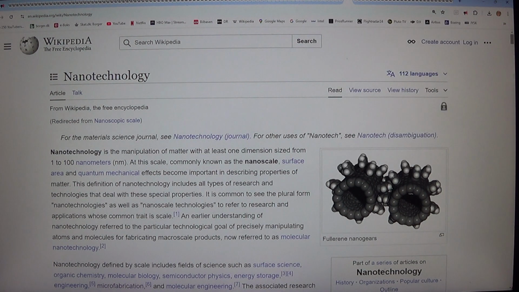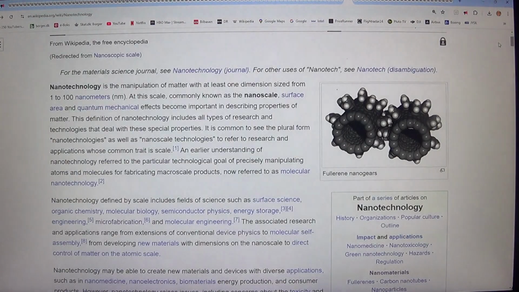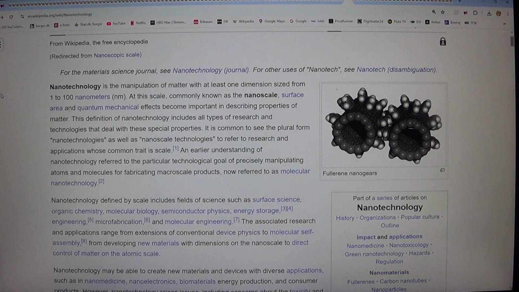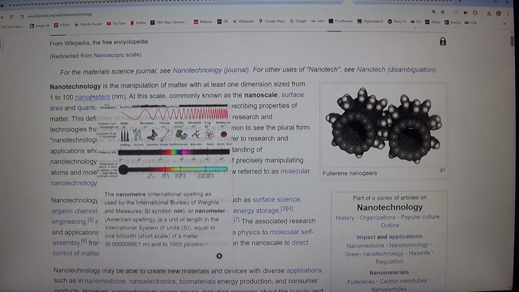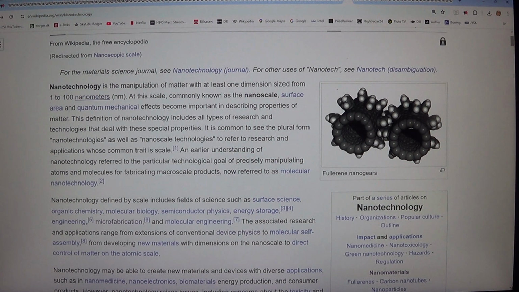Nanotechnology. For the Materials Science Journal, see Nanotechnology Journal. For other uses of nanotech, see nanotech disambiguation. Nanotechnology is the manipulation of matter with at least one dimension sized from 1 to 100 nanometers, nm. At this scale, commonly known as the nanoscale, surface area and quantum mechanical effects become important in describing properties of matter. This definition of nanotechnology includes all types of research and technologies that deal with these special properties.